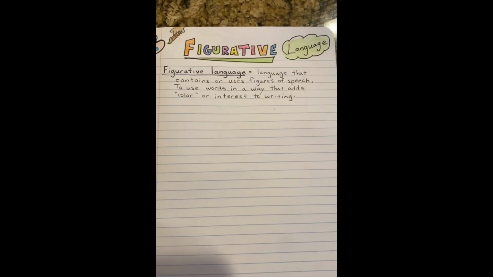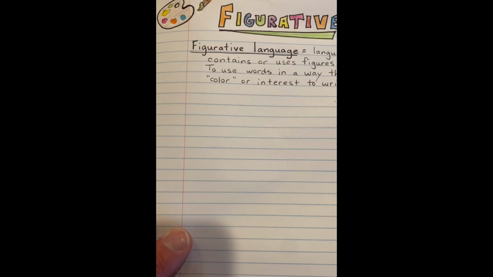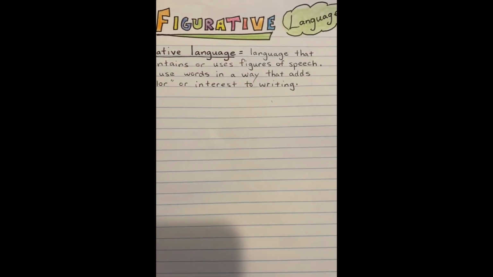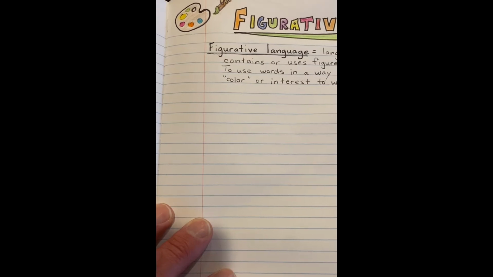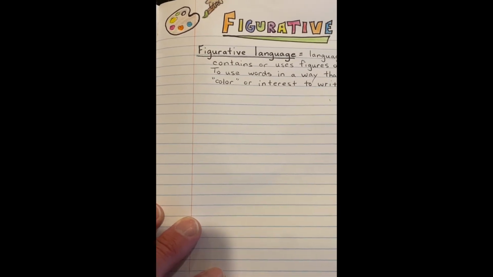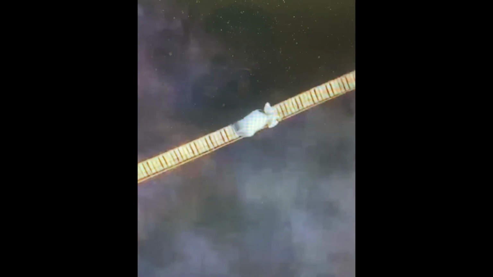You see, I started a page here in my notebook, and as you can tell, figurative language has something to do with color, but it's not color like you think of in art. So let's find out more about it.